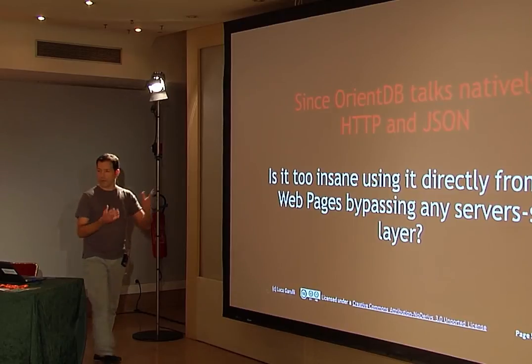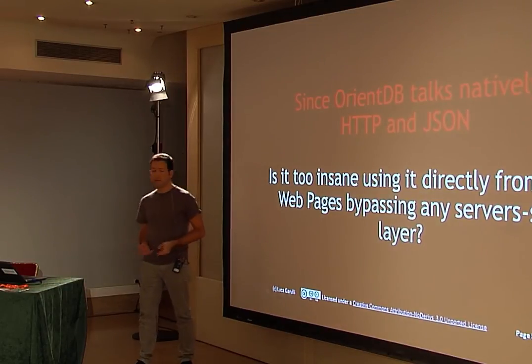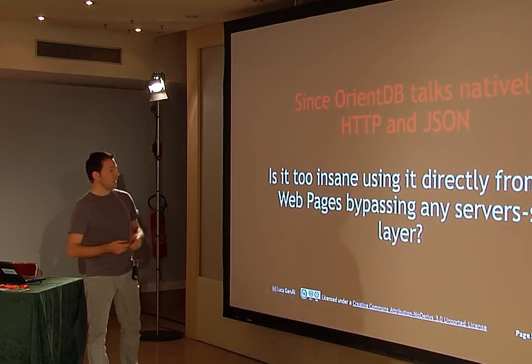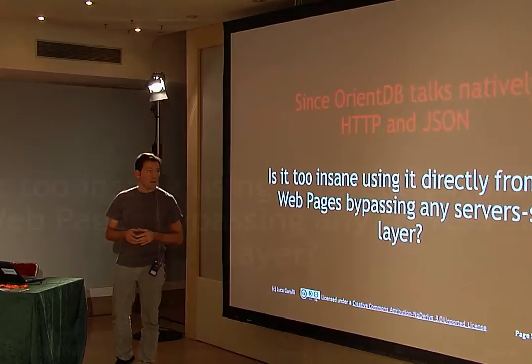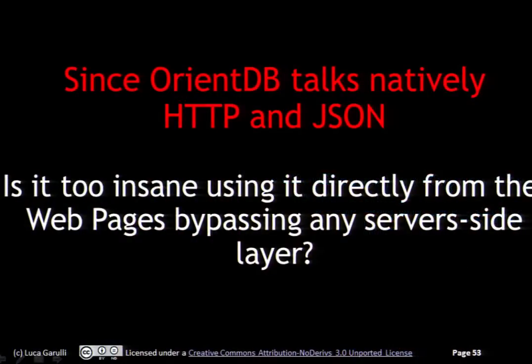Okay, cool. Other NoSQL products support HTTP, so there is nothing new about it. But since OrientDB talks natively using HTTP and JSON, it's crazy to use it directly from the web pages, bypassing every single server-side layer. You could have a lot of web pages that make AJAX requests against OrientDB, bypassing every single server layer directly. Yes, you could. Probably it's crazy.